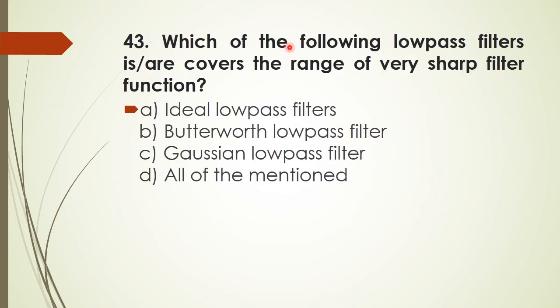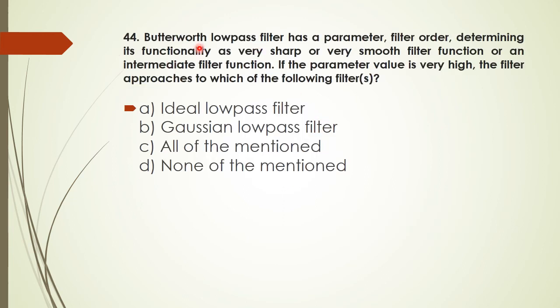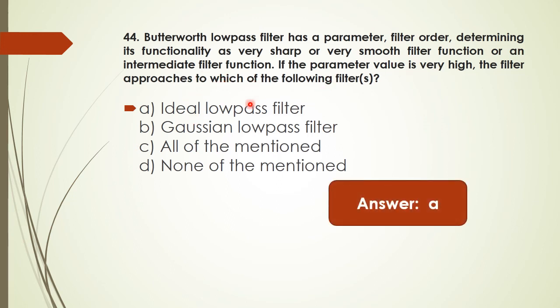Next question, which of the following low pass filter covers the range of very sharp filter function? So ideal low pass filters. Option A is the right answer. Next question, Butterworth low pass filter has a parameter first order determining its functionality as very sharp and very smooth filter function or an intermediate filter function. If the parameter value is very high, the filter approaches to which of the following filter? So the filter approaches to ideal low pass filter.